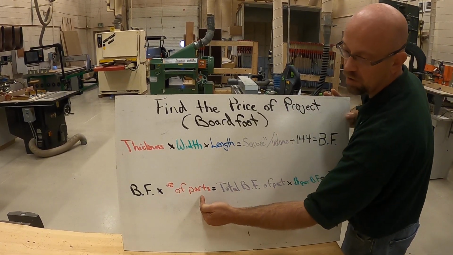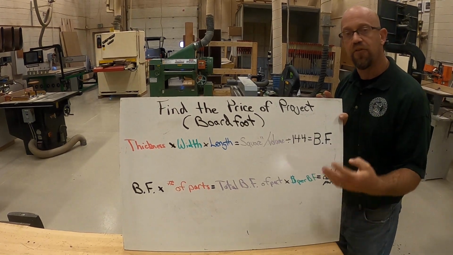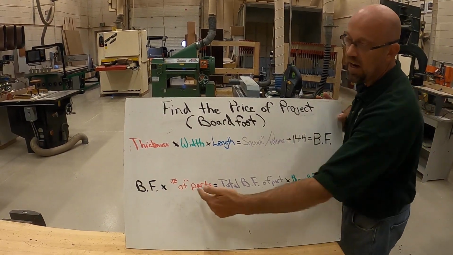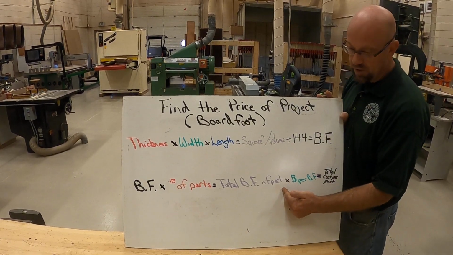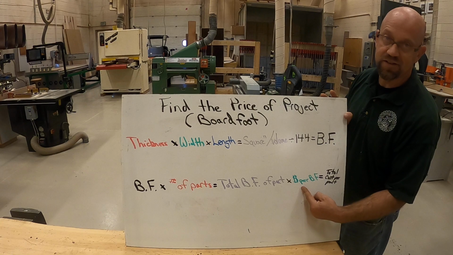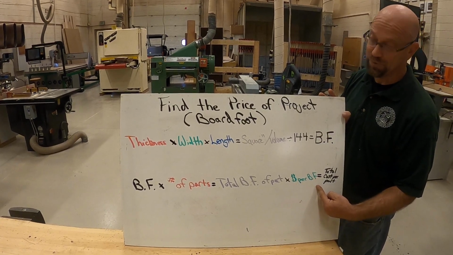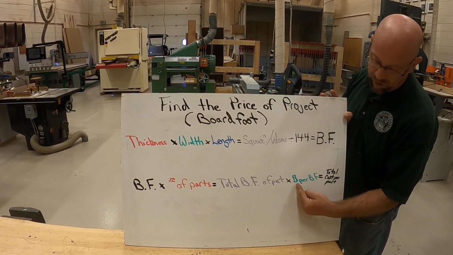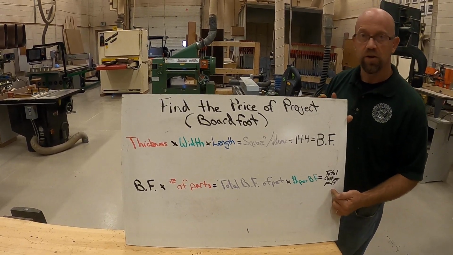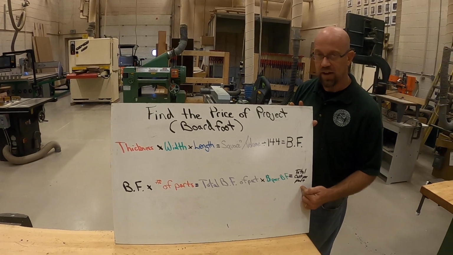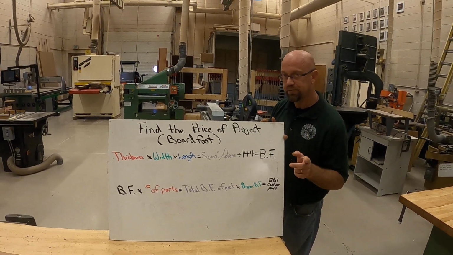Now, to figure out how much my part costs, I'm going to take the board feet times the number of parts. For instance, if we have 4 legs in a table, I'd have 4 of these. That's going to give me my total board feet of the part. And I'm going to multiply that times the green, because it's going to cost you some green, the amount of money per board foot. And that's going to equal the total cost of that part.